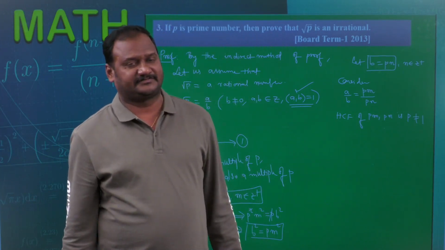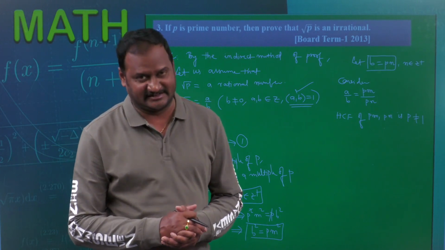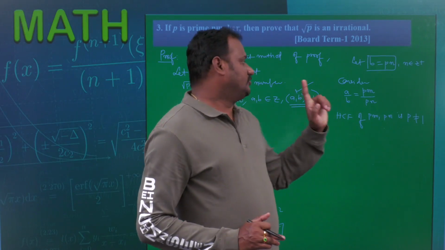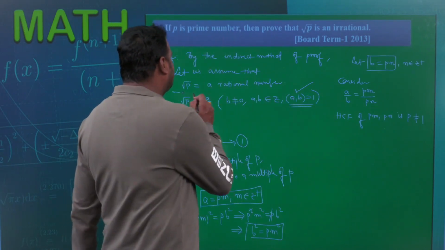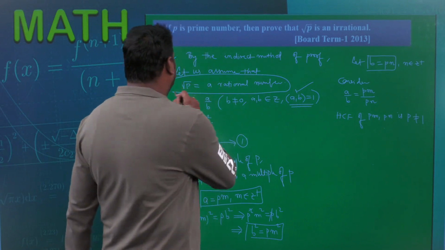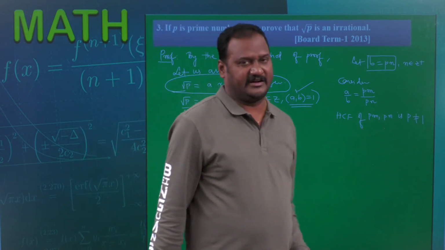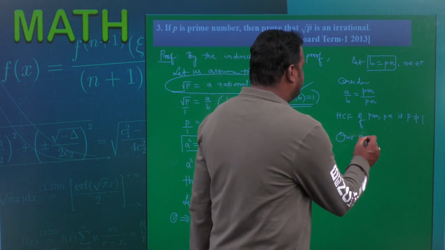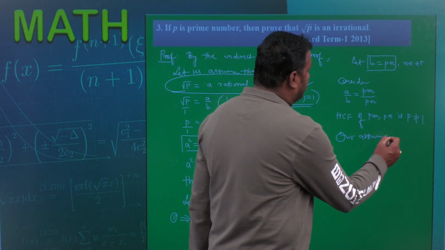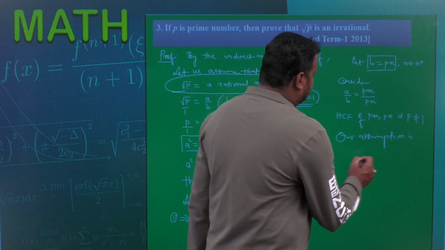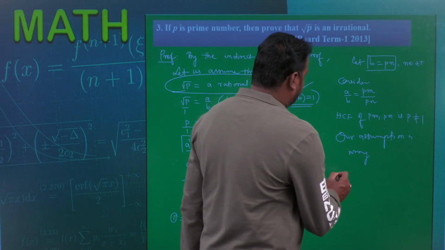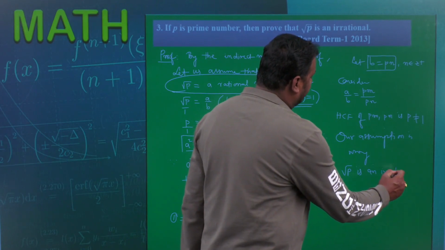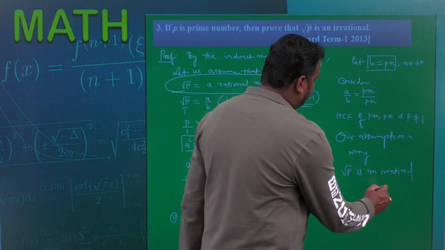So what does it mean? It is a contradiction. This contradiction is only due to our assumption. You have assumed that root p is a rational number. Just because of this assumption, we arrive at a contradiction. Therefore, our assumption is wrong. Since our assumption is wrong, therefore, root p is an irrational number.